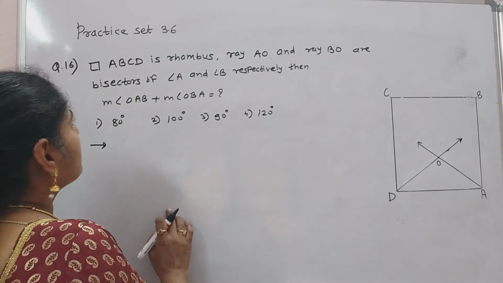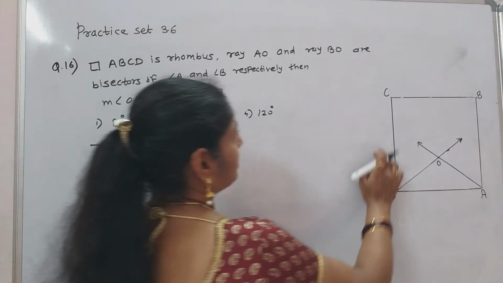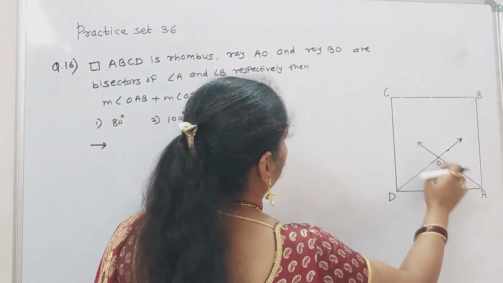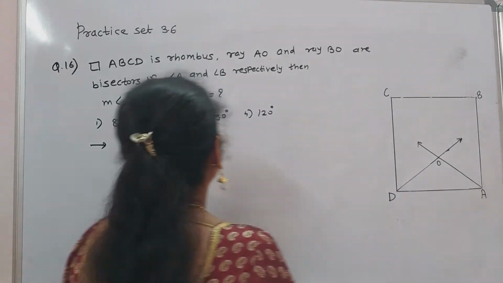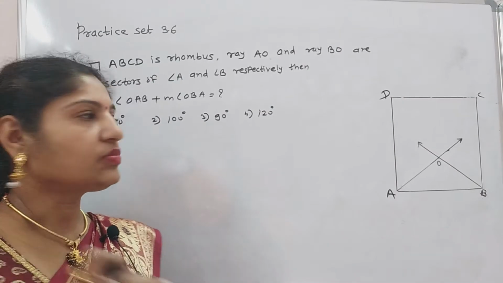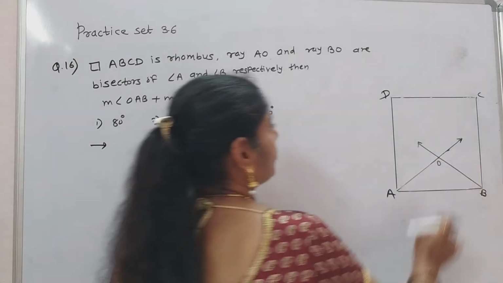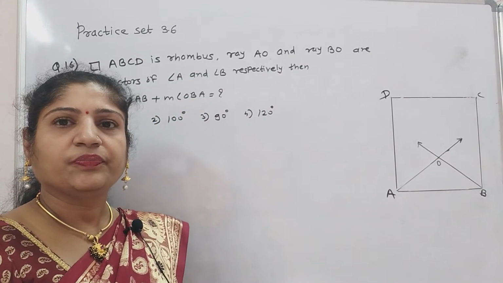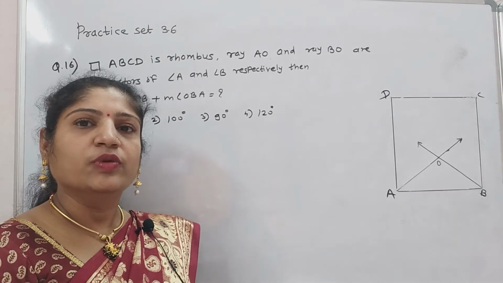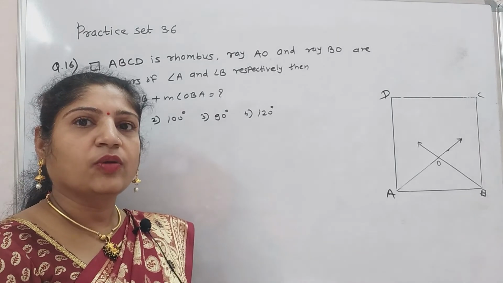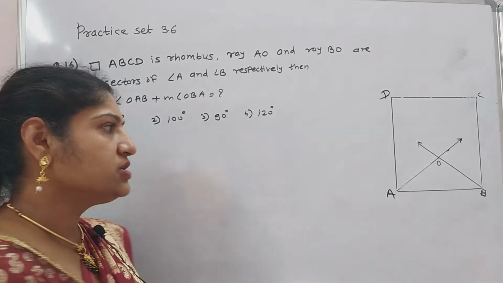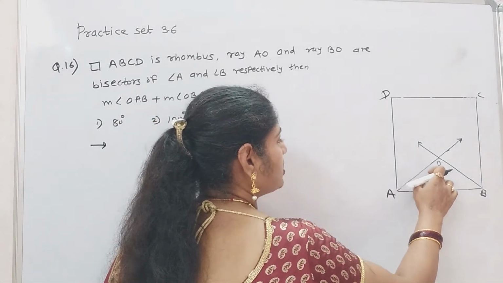Now question number 16. ABCD is a rhombus and ray AO and BO are the bisectors of angle A and B respectively. This AO and BO are the angle bisectors. You know the property that the diagonals of the rhombus bisect the opposite angles. So this is the diagonal also.